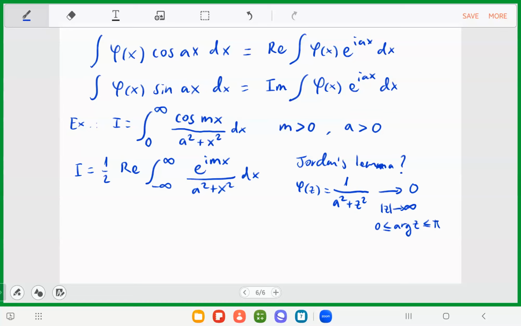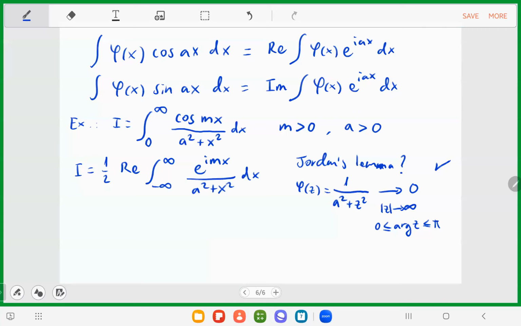lemma is telling us. Jordan's lemma is also telling us that function phi needs to be analytic, except for a finite number of poles, and that is true. Of course, we have 1 divided by a polynomial that is analytic everywhere, except on the zeros of the polynomial. So yes, Jordan's lemma is true.